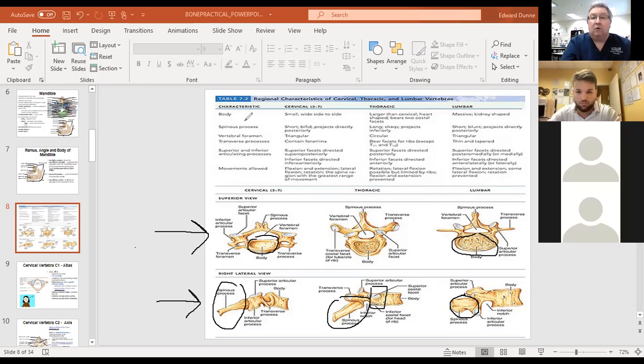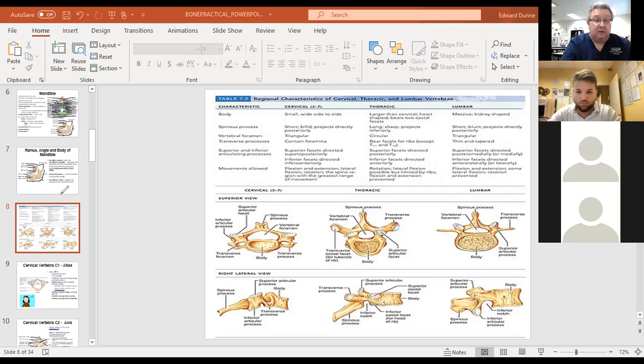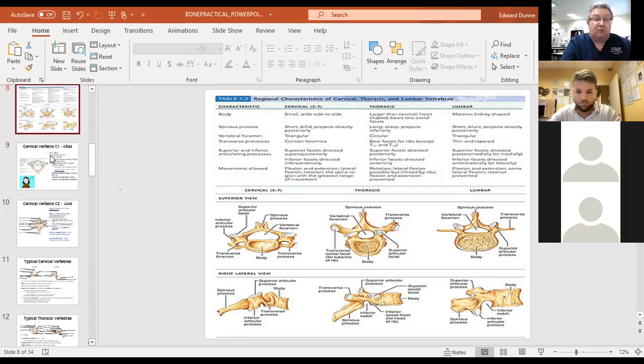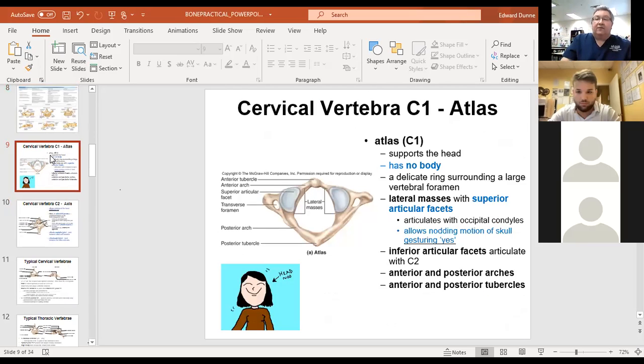We're going to go through some of them right now a little bit more. So in the cervical area, let me get rid of these old drawings. In the cervical area, we have two very, very special vertebrae. The first one is C1. C1 is known as Atlas. Just like in Greek mythology, Atlas held up the world. Well, the Atlas or C1 holds your head up. Atlas supports the head.